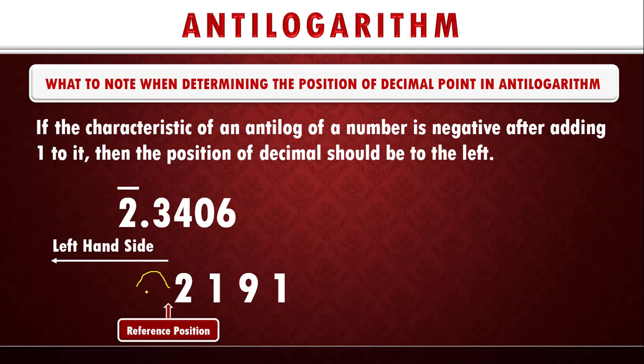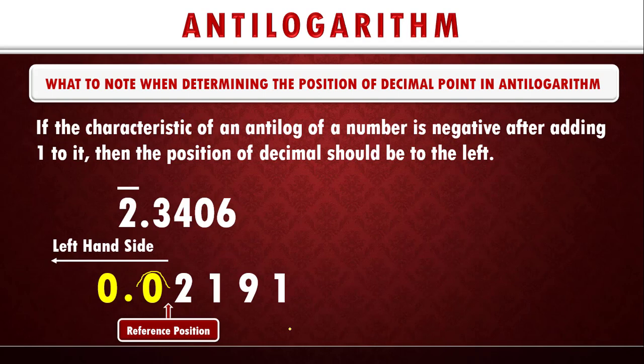and then we use 0 to fill in this position. Then our decimal will be here. Since we have minus 2 plus 1, and that gives us minus 1, that's the reason why we are counting only 1 to the left hand side, and then our decimal will be here, point. And then we have to fill in 0 before this dot. That will be 0.02191.